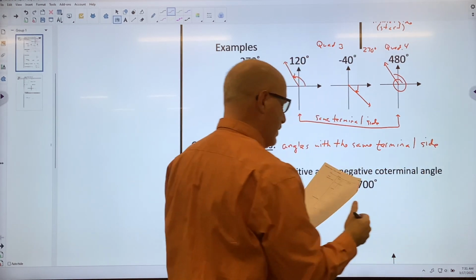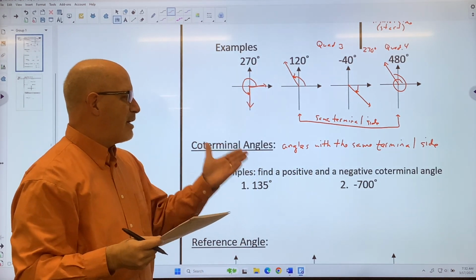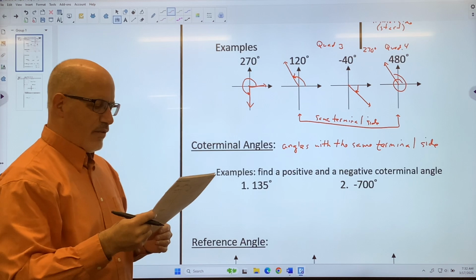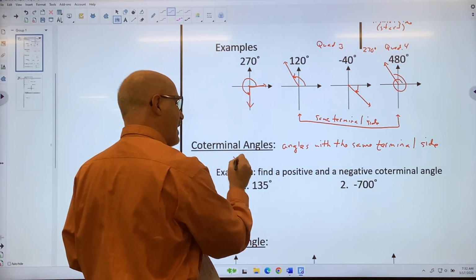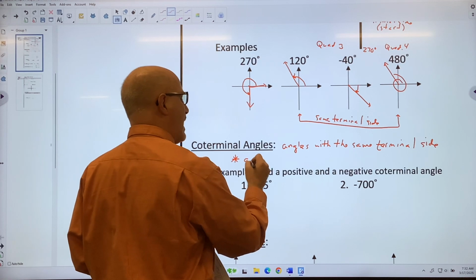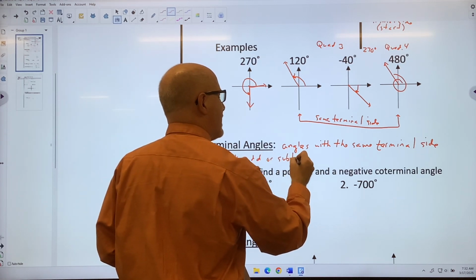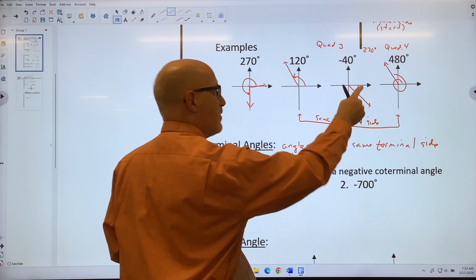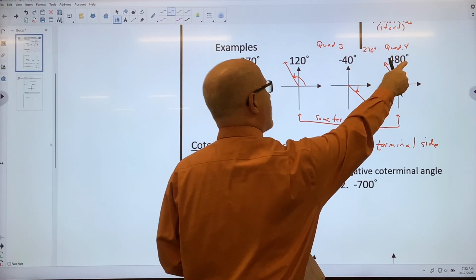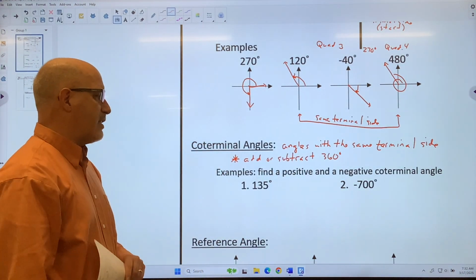So what we'll do is we'll go ahead and sometimes do problems where we find coterminal angles. The way to find a coterminal angle is to add or subtract 360 degrees. Notice if you subtract 360 from 480, you'll end up with 120. All right, so let's take a look at these two.